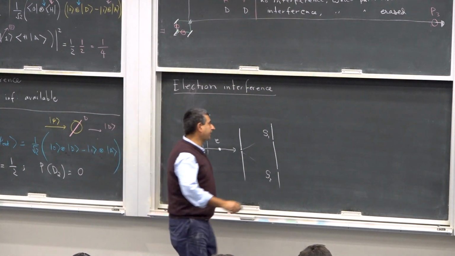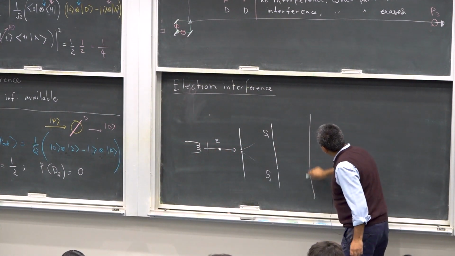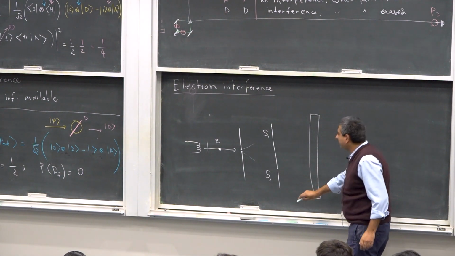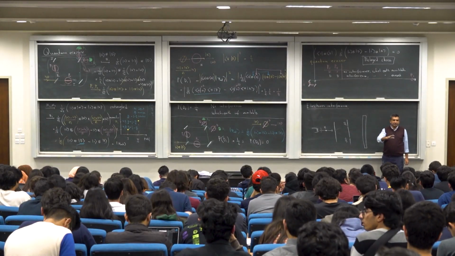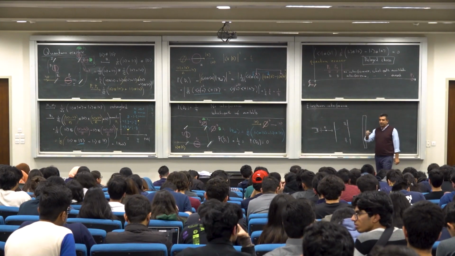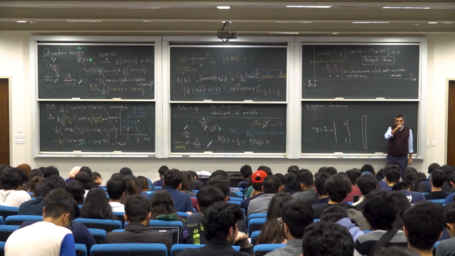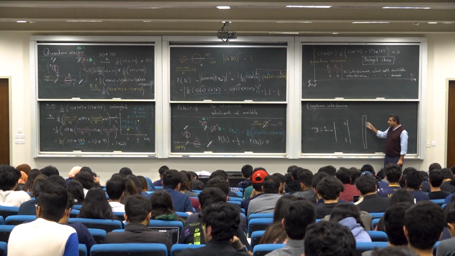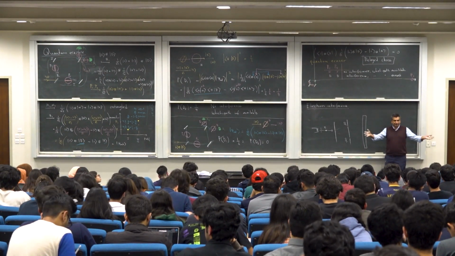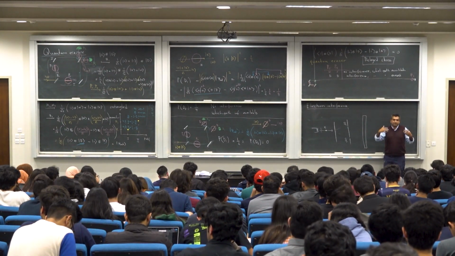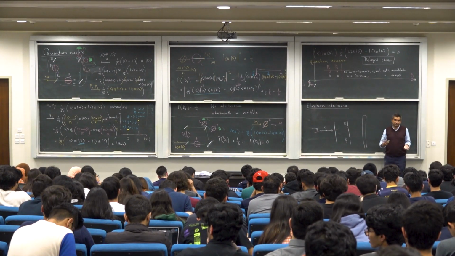And here I place a screen or a camera or a screen that detects electrons. So whenever an electron falls on the screen, it produces a blob. So this could be a photographic film. You develop it later, you can see some regions get dark. They show that electrons have fallen onto those regions.